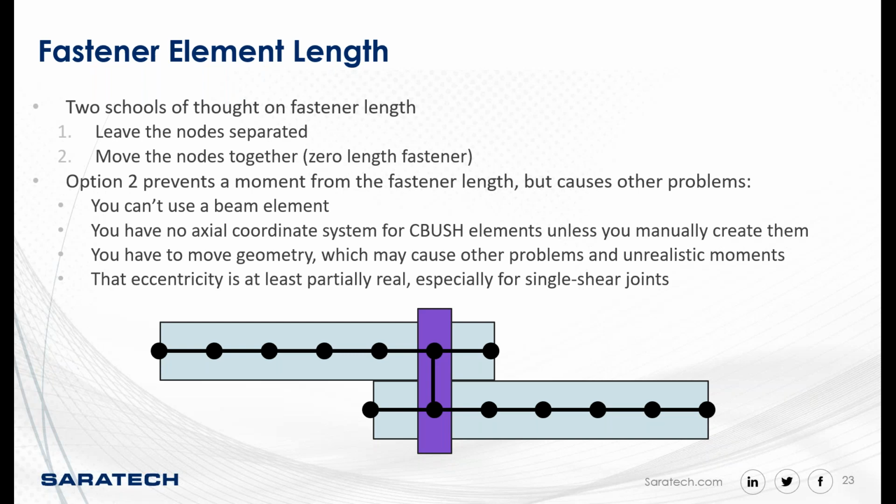And you actually have to start moving geometry around, which can cause some other problems and create its own unrealistic moments. And in reality, at least for single shear joints, that eccentricity is real. So the fact that there is a length or a physical separation does actually cause an eccentricity, which you will lose if you put these 2 members together and have a zero-length element. In reality, the fact that it's bending is going to cause some local bending stresses here, but that's probably not a problem because, again, we're not really paying much attention to stresses. So in theory, at least, as long as it doesn't affect the load being transferred in the fastener, having some length here is not necessarily a bad thing. But I'll leave it to you to decide the best way to model it for your structure.